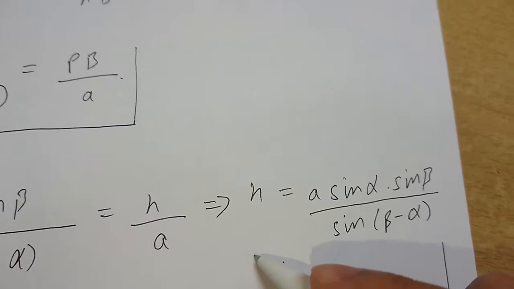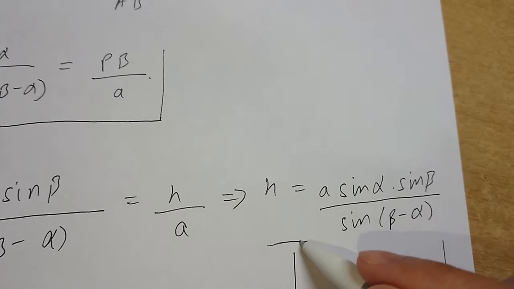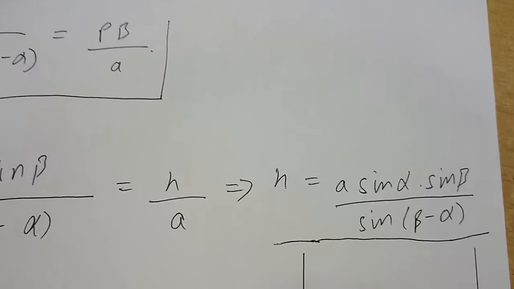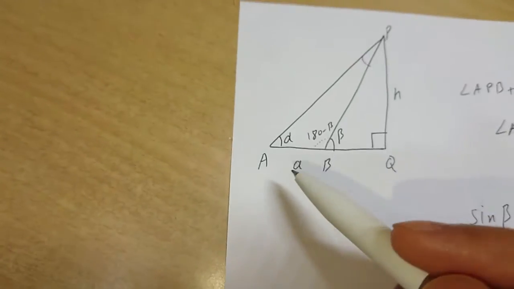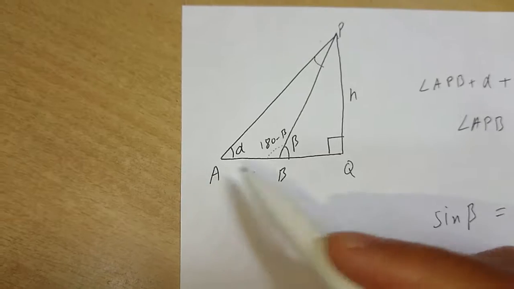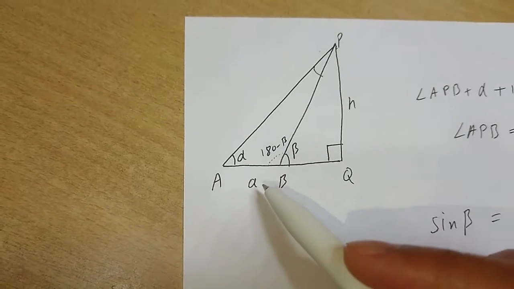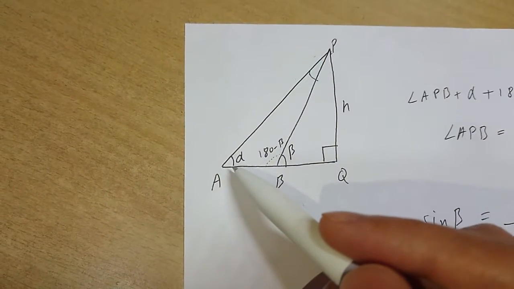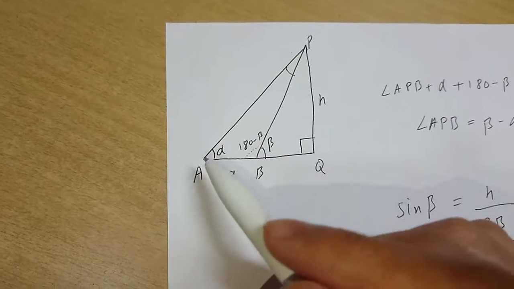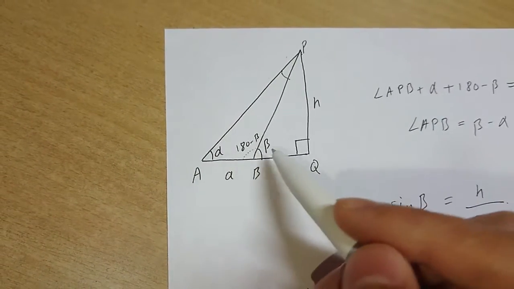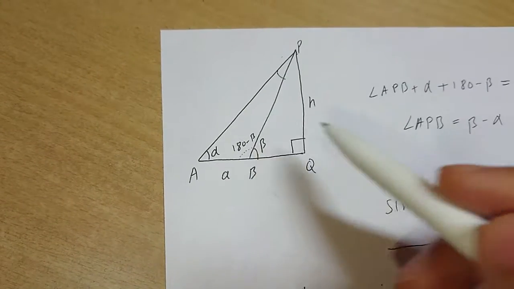This is the shortcut formula. If you apply this, then you can find the height directly. This is how much you moved from A to B, that is A meters, times the sine of this angle into the sine of this angle divided by the sine of the difference of both of these angles. Okay.